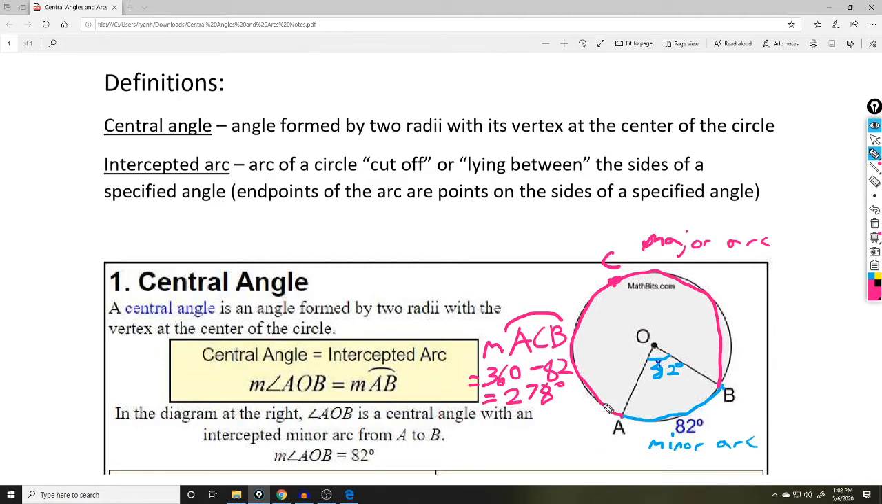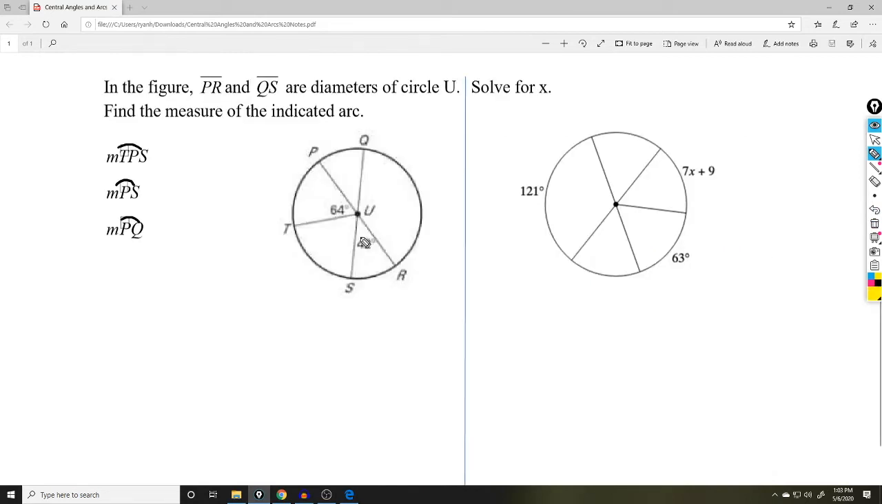And this idea that all the way around the circle is 360 degrees is going to be important for us. It's going to let us come up with other measurements based on measurements that we know. So let's look at some examples of that. The nice thing about these problems is that there are a few different ways to tackle them, and I'm going to talk about one of them in particular.